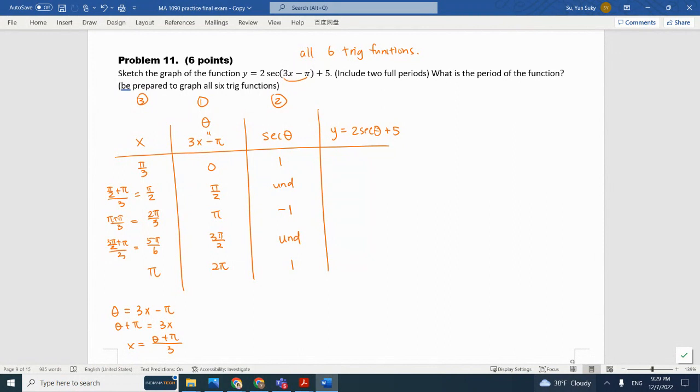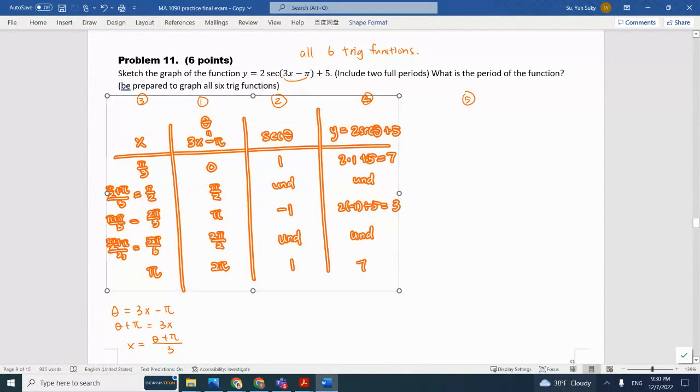Okay, so these are the x values. Now the y values. So y equals 2 times secant. So 2 times 1 plus 5 is 7. Undefined, you put undefined, it is undefined. Here, 2 times negative 1 plus 5 is 3. Plugging undefined is undefined. Plugging 1 is 7. See, it's the same thing as this. Okay. Step 5, we can draw the graph. Let me make this smaller. I drew it too big.